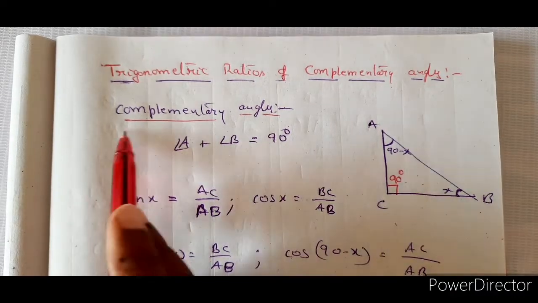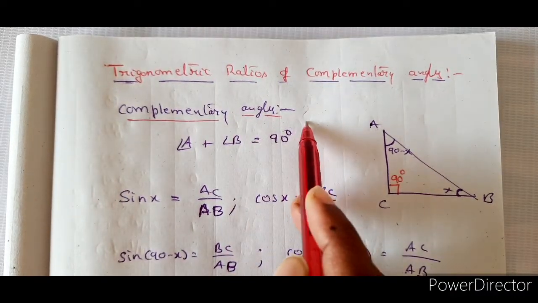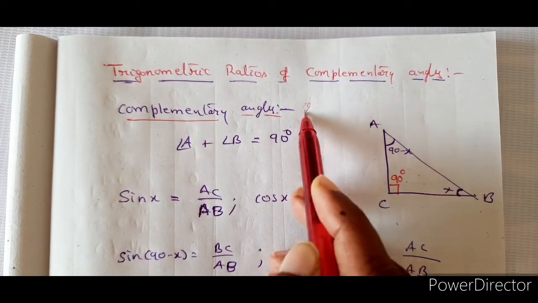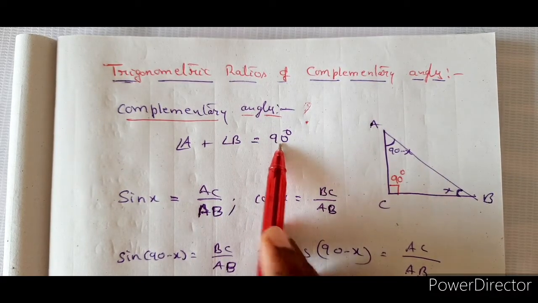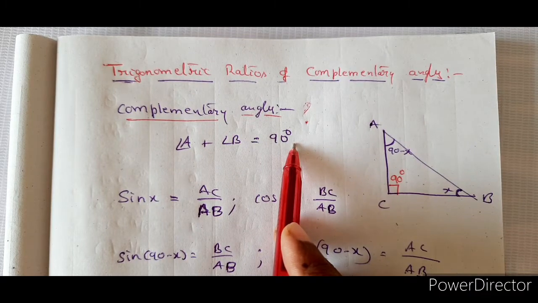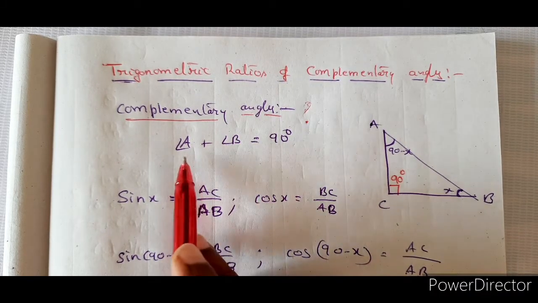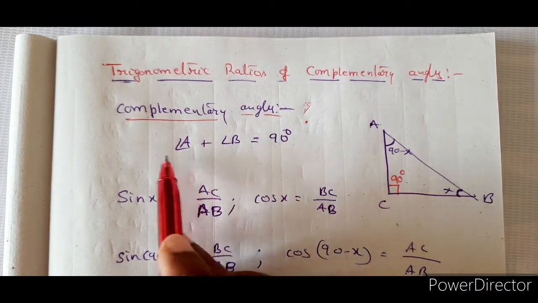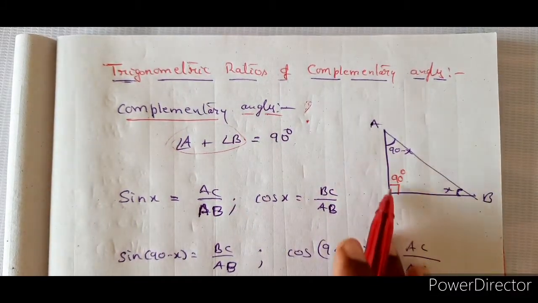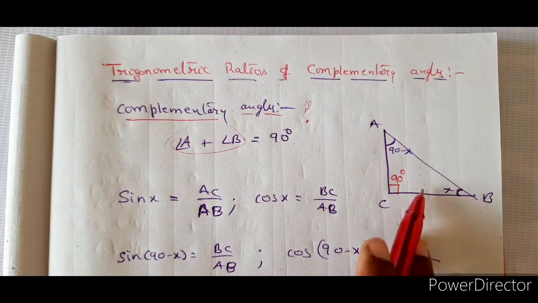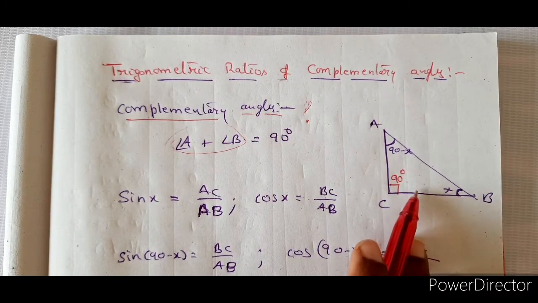So, what are complementary angles? This is the first question, right? That means if the sum of the two angles is 90 degrees, we call those complementary angles. If the sum of two angles is 90 degrees, those two angles are called complementary angles. Now let us take an example and solve trigonometric ratios of the complementary angles.